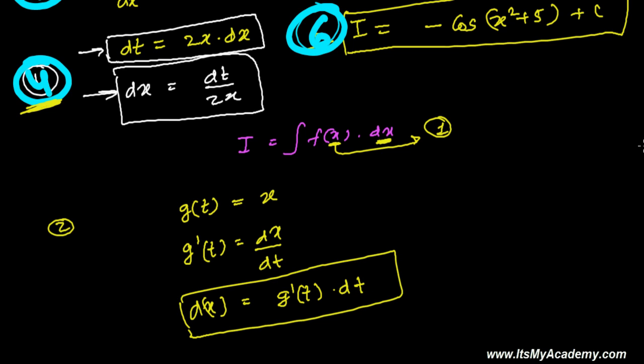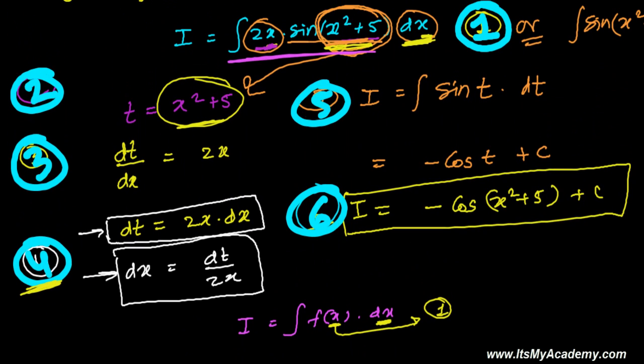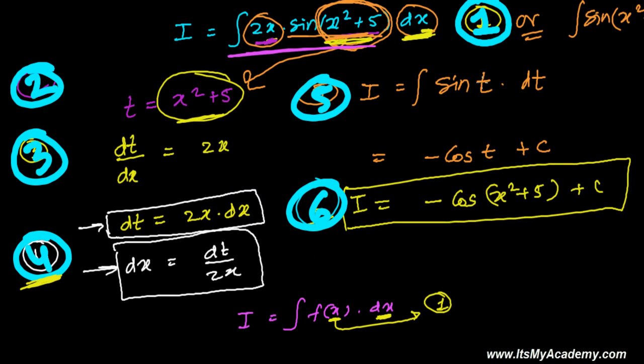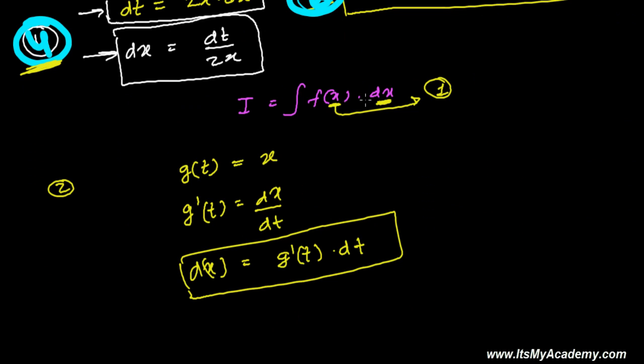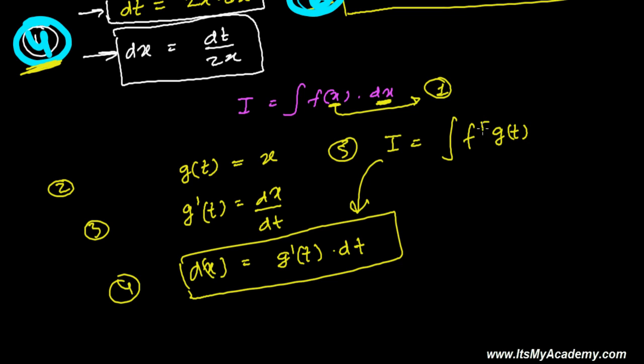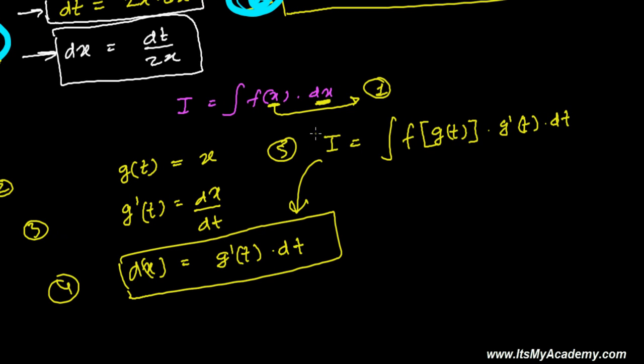So we finished the fourth step, and now let's go to the fifth step. What is our fifth step? Our fifth step is replacing all the variables with the new function, a function of t. Here our question is in terms of x, so we need to replace all of these with the new things, using the third step and the fourth step. So we replace f of x, and what is x? x is g of t, all right, and then times dx, and dx is g prime of t dt.